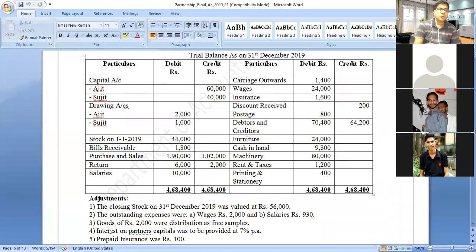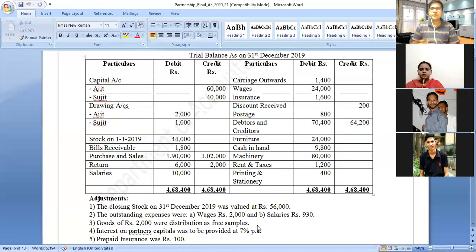Now, goods of rupees 2000 were distributed as free samples. Who will give the effect? Yes, any idea? It's very simple. If you know something, you can unmute yourself and give the answers. Profit and loss account debit side, then profit and loss account credit side.